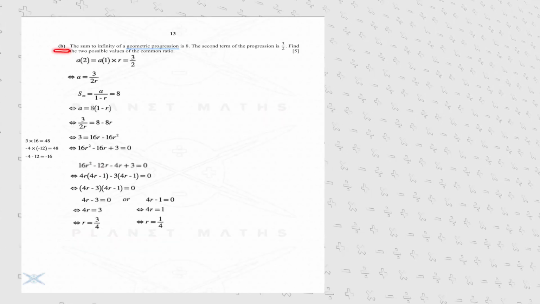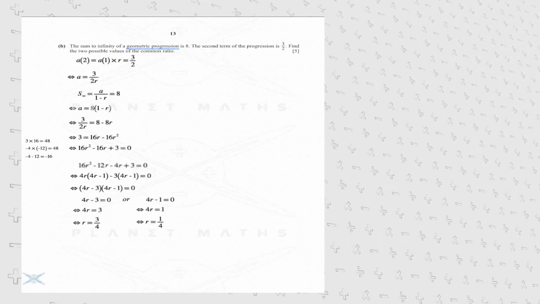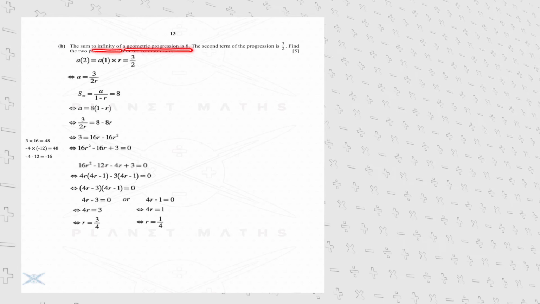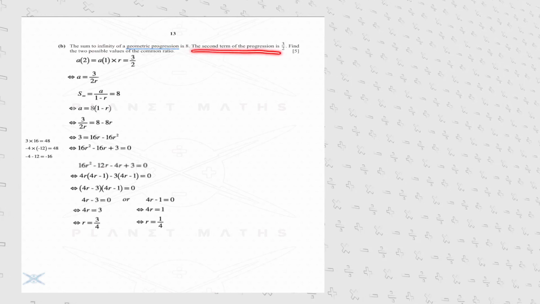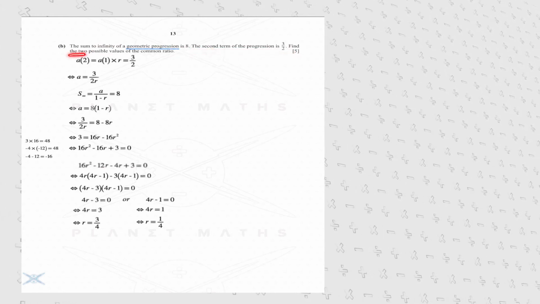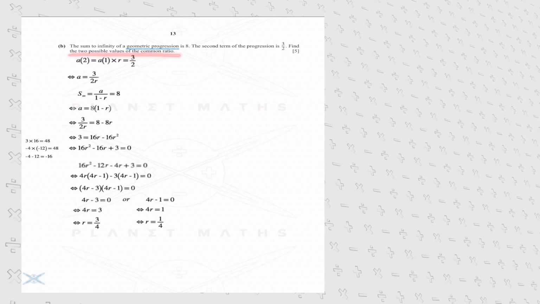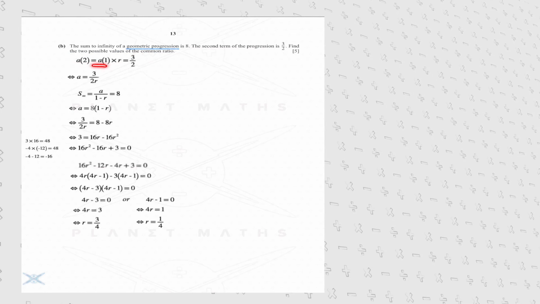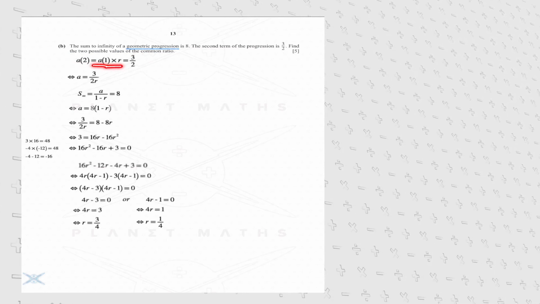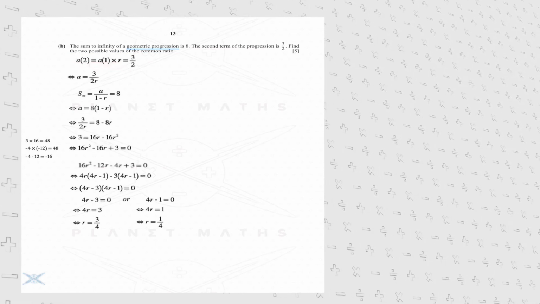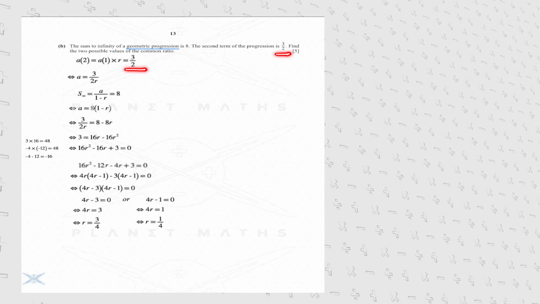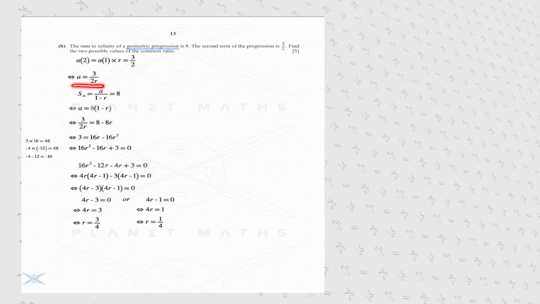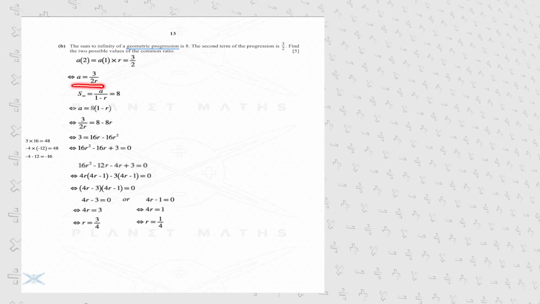Part B of exercise 11 states that the sum to infinity of a geometric progression is 8 and that the second term of the progression is 3/2. We are supposed to find the two possible values of the common ratio r. So in geometric progressions, the second term can be found by multiplying its first term with the common ratio, and after doing so we should receive the value 3/2 as stated in the exercise. Therefore a can be represented as 3/2r.